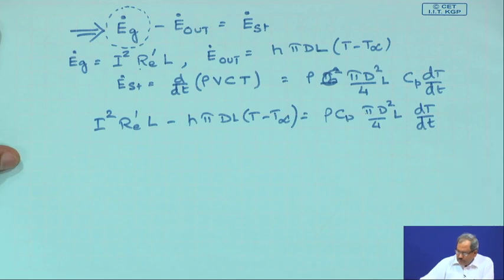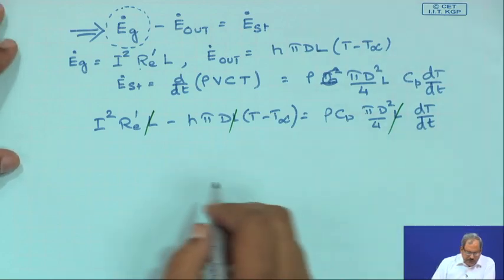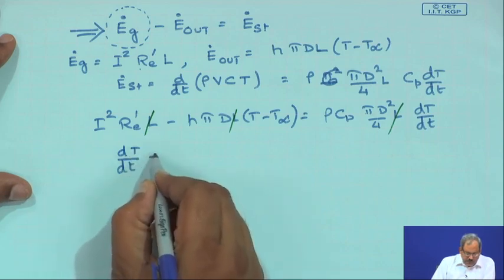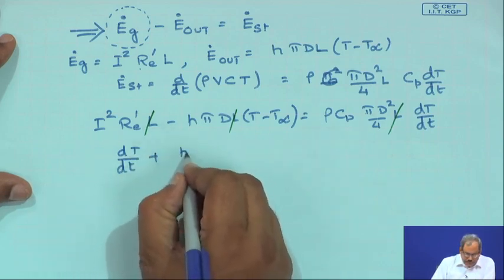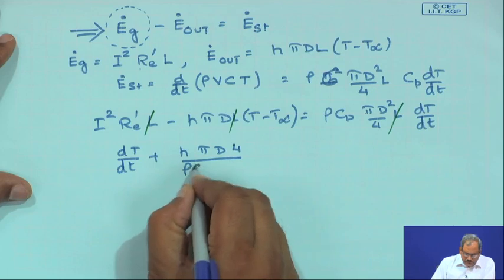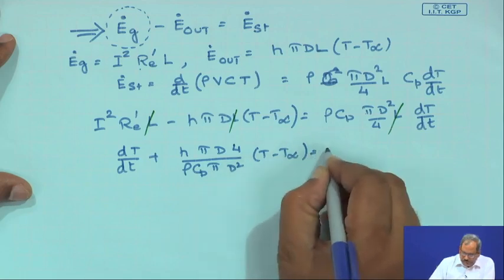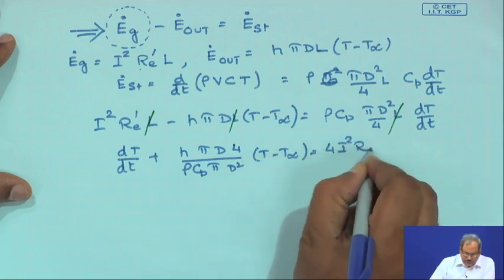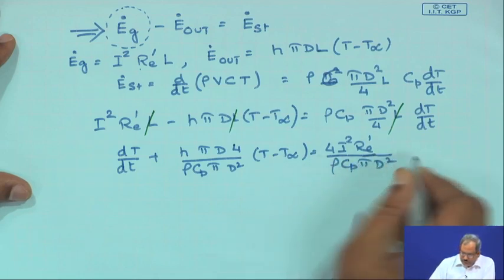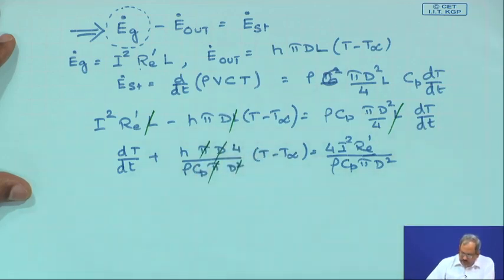And the length can be cancelled from all sides. So, what we end up with is the variation of temperature with time. So, this pi will cancel, d and d from here would cancel.